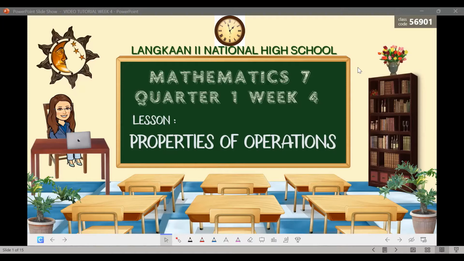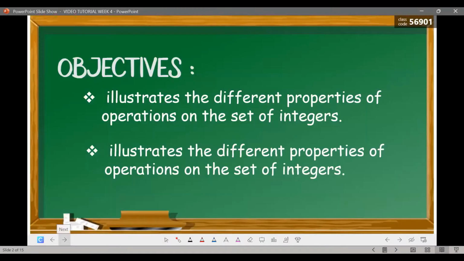So we are now in quarter 1, week 4, and our lesson for today is about properties of operations. So let's begin. Our objectives for today: number 1, illustrates the different properties of operations on the set of integers. Number 2, illustrates the different properties of operations on the set of integers.